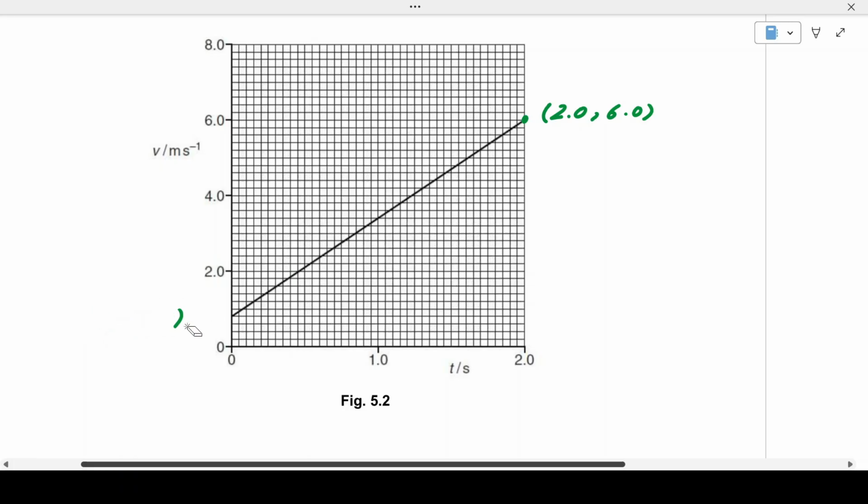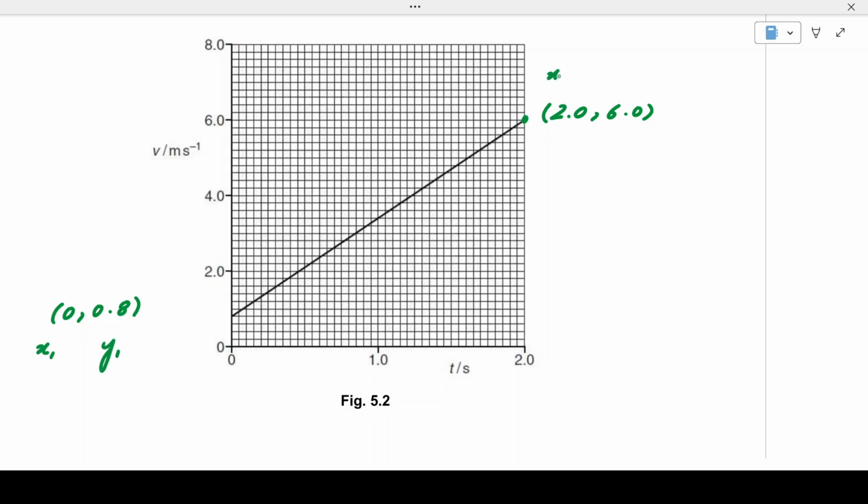So I can instead use the first one, 0 against 0, and this one is at 2, 4, 6, 8. So the gradient, which is the acceleration, would be (y2 minus y1) over (x2 minus x1).